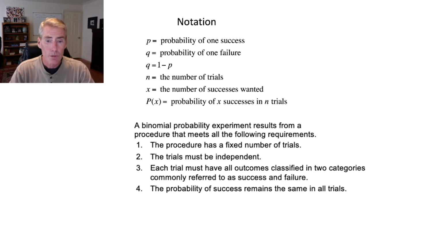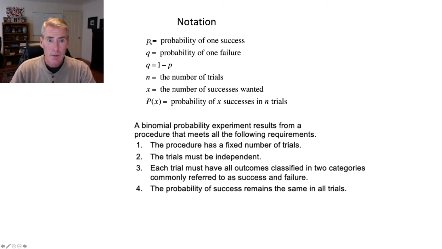Number 2, the trials must be independent. What this means is, if it rains on Wednesday, that does not affect what's going to happen on Friday. So Wednesday and Friday are independent. Or for example, if a couple is planning to have 3 children, the gender of their first child has no effect on the gender of their second child, so the trials are independent. Number 3, each trial must have all outcomes classified in 2 categories called success and failure. Well, since it's a binomial situation, that's it, two categories, success and failure.